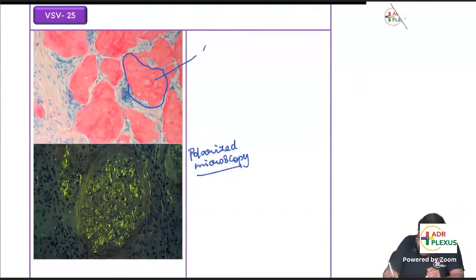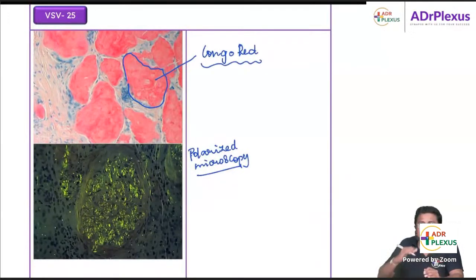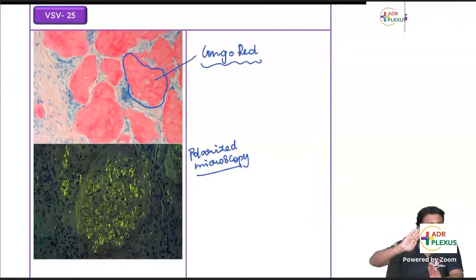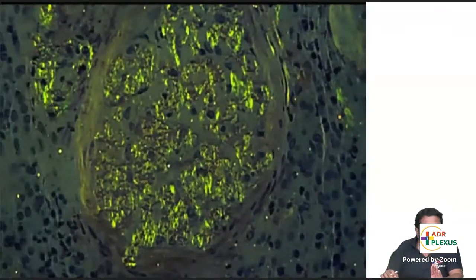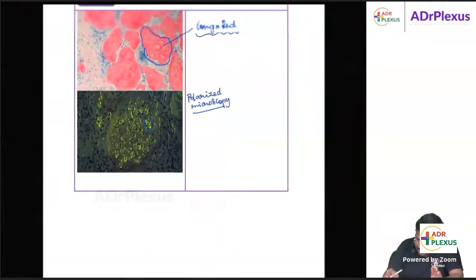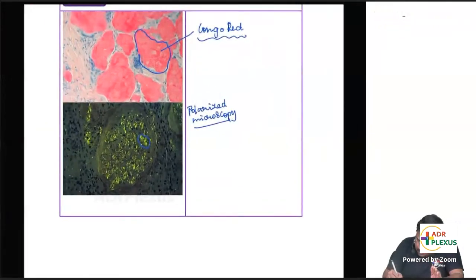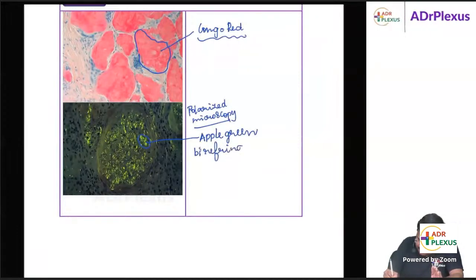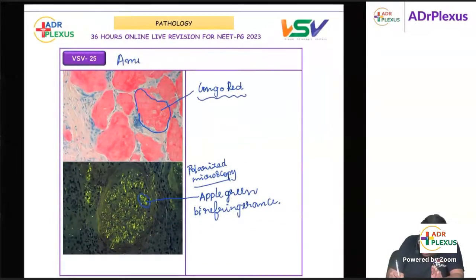Okay, Congo red. In the Congo red stain, you can see this homogeneous reddish material. Then under polarized microscopy, you can see this apple green birefringence. Yes, this is the typical apple green birefringence, and this is characteristic of amyloidosis.